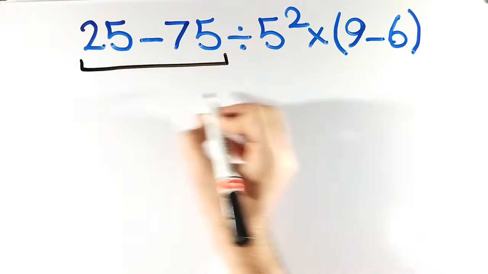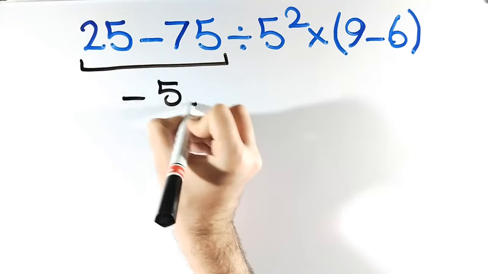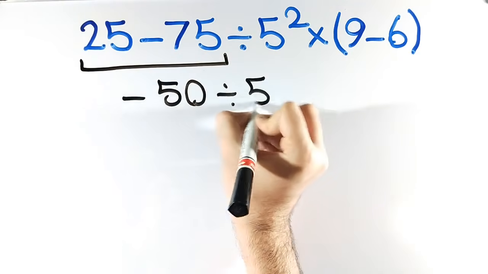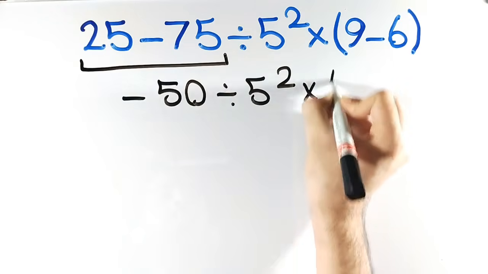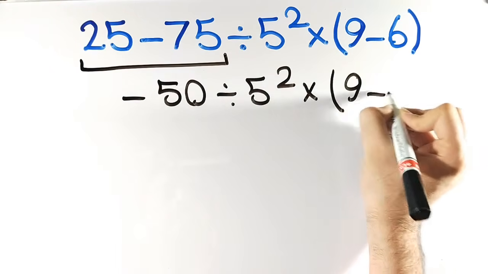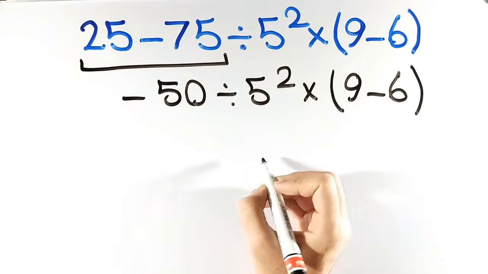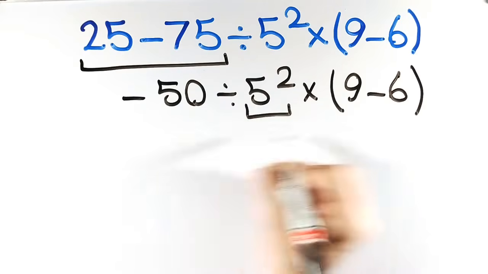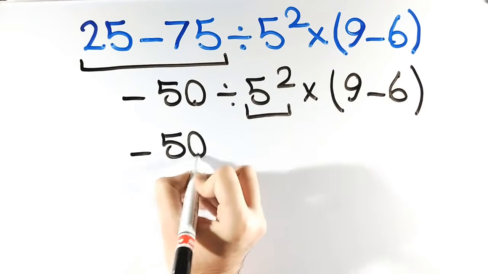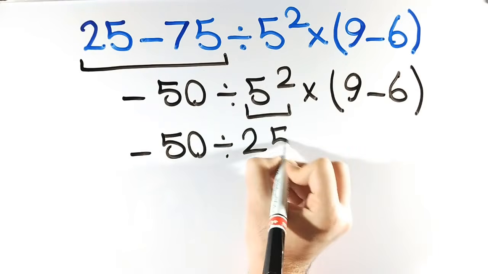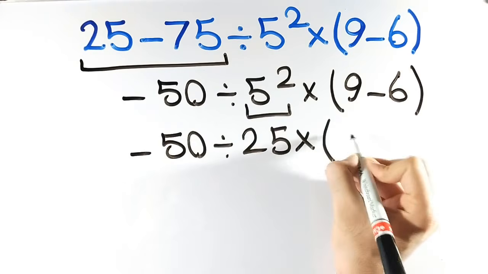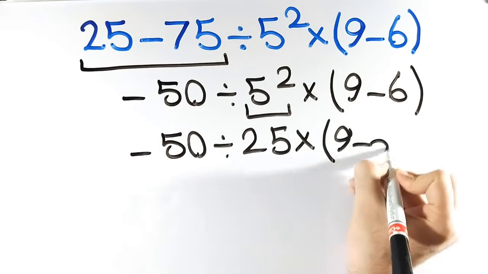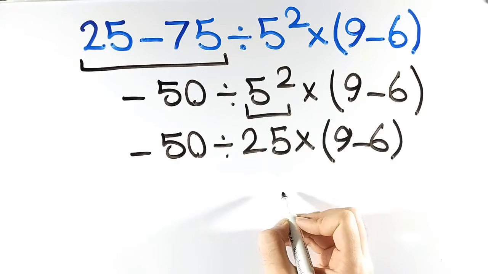And instead of this expression, they write negative 50 divided by 5 squared multiplied by open parentheses 9 minus 6 close parentheses. In the next step, they go for the exponent and write this expression as negative 50 divided by 25 multiplied by open parentheses 9 minus 6 close parentheses.